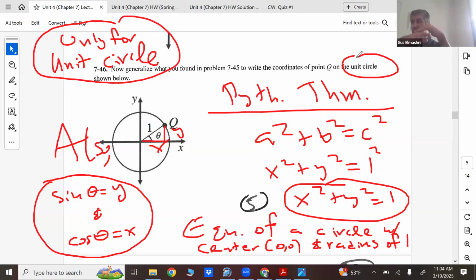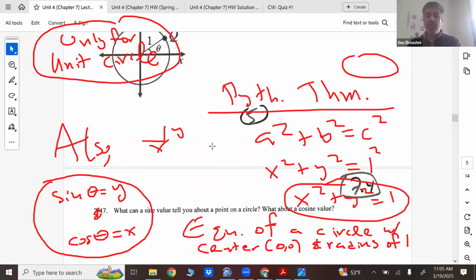Adjacent over hypotenuse, your adjacent is x. Your hypotenuse is 1. Opposite over hypotenuse, your opposite's a vertical leg, that's y. Hypotenuse is 1. It also, if it helps, cosine comes before sine in the alphabet, x comes before y in the alphabet. That helped me remember in high school. I'm sure that helps you guys too. So, does that make sense? We're good? Okay. So that's how we could generalize it, okay?